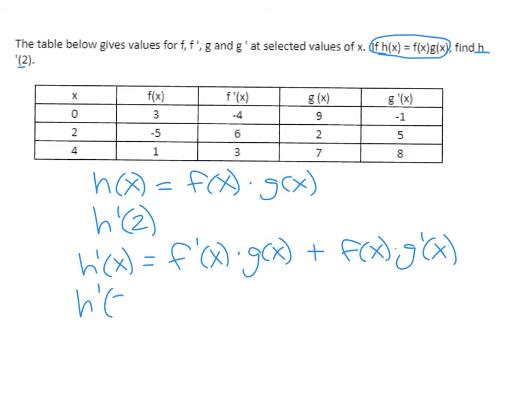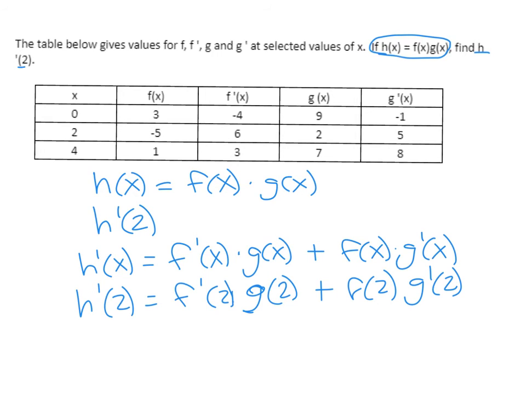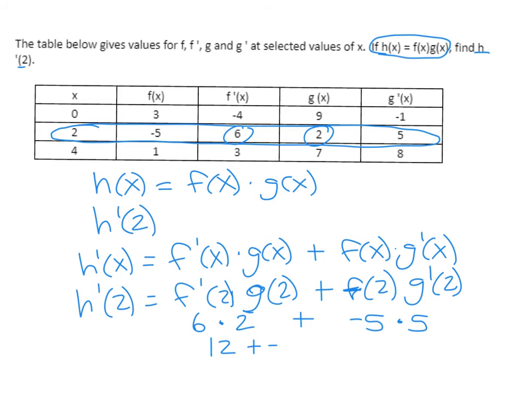And now we're going to plug in 2. So h prime of 2 equals f prime of 2, g of 2, plus f of 2, g prime of 2. All right, so now I'm going to look at my table. So I have my 2's basically, right? I'm using row 2. So f prime of 2 is 6, so 6. g of 2 is 2, so 6 times 2, plus f of 2 is our negative 5. g prime of 2 is 5. So 12 plus negative 25 is negative 13.